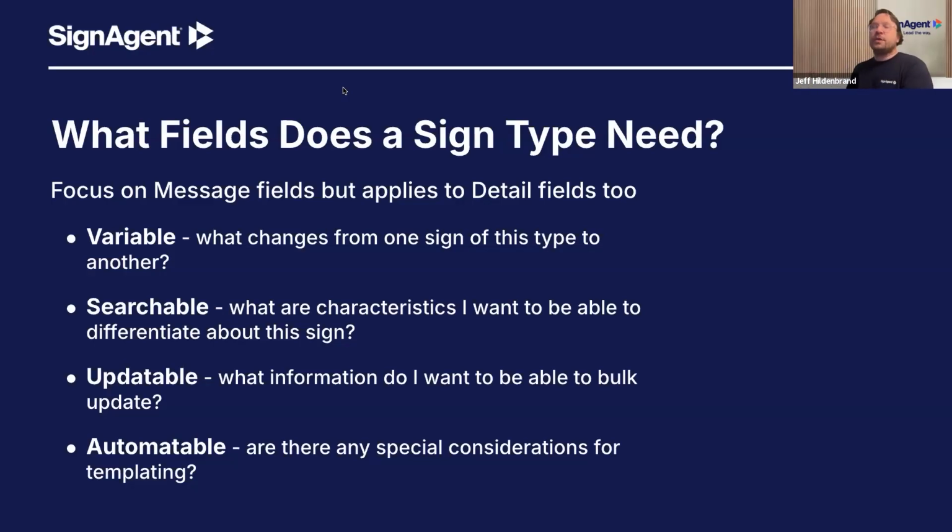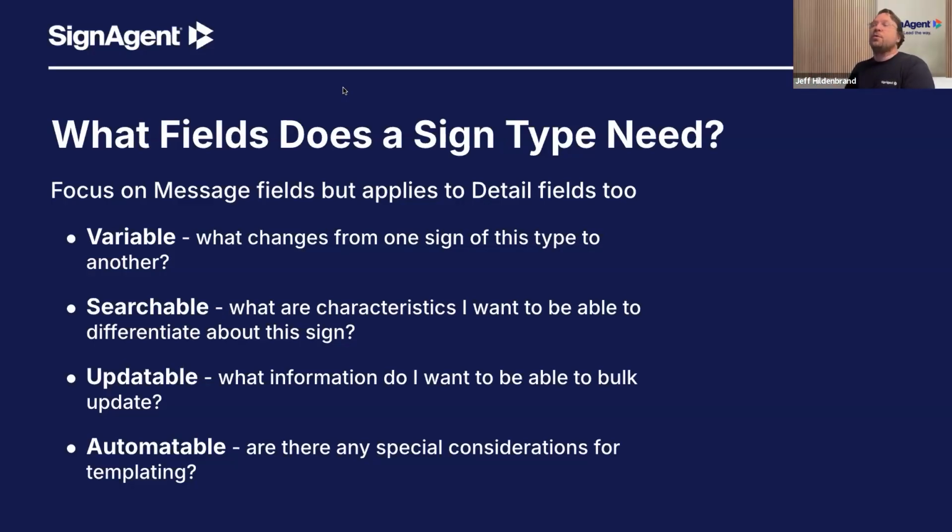Right? What characteristics do you want to be searchable on this? So is that the name of the room? Is that whatever fields that you want to be included there? Is the information updatable? So what large chunks of this information do you want to update on a regular basis?